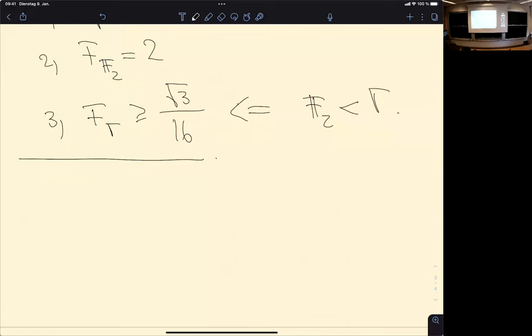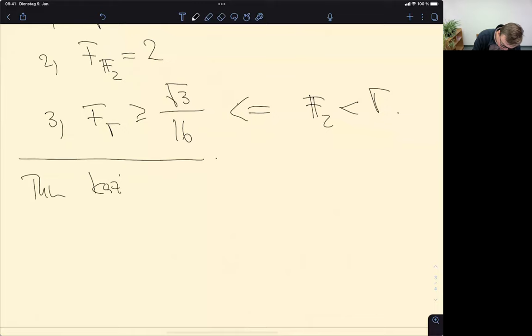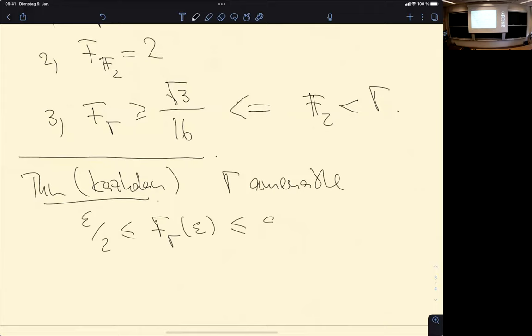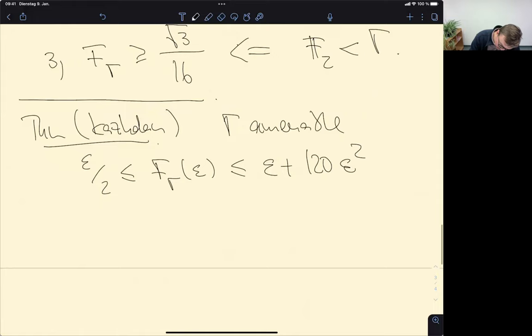So I can actually state this theorem of Kazhdan. I don't think he made it that precise. I'm not actually sure, maybe he did. So if gamma is amenable, what he showed is that epsilon divided by 2 is a lower bound of f gamma epsilon, and this is less than epsilon plus, I think, 120 epsilon squared. And this is true for all epsilon less than 1 divided by 10. So certainly the limit is 0 as epsilon tends to 0.